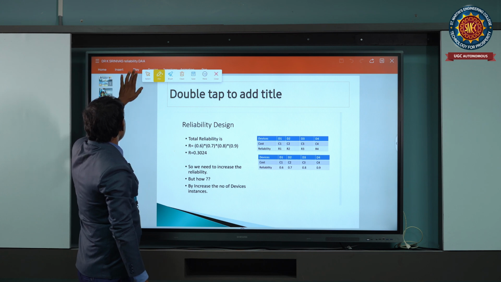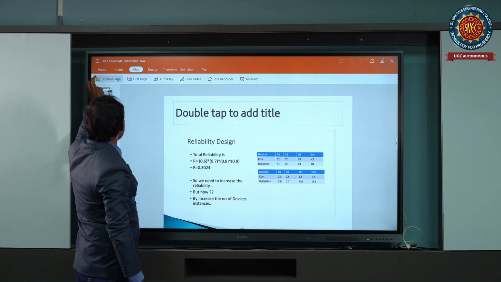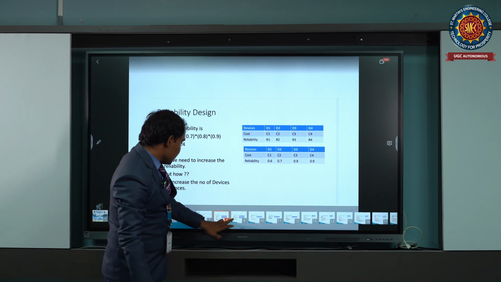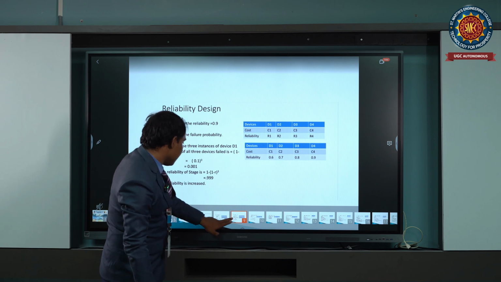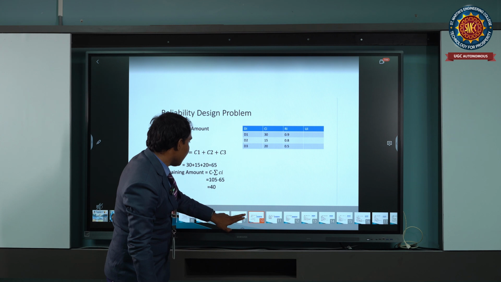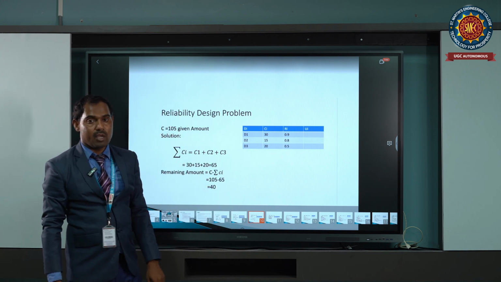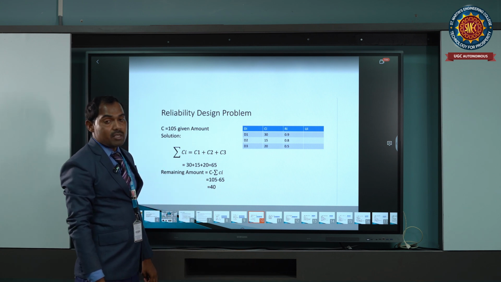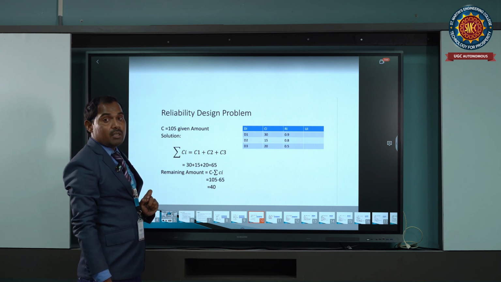See here, how are we going to increase the reliability? I am using multiple devices, and at what rate, and how are we going to calculate? Suppose this is a real-time example. Okay, in a textbook example, if I am taking 3 devices, 3 costs, and 3 reliabilities.